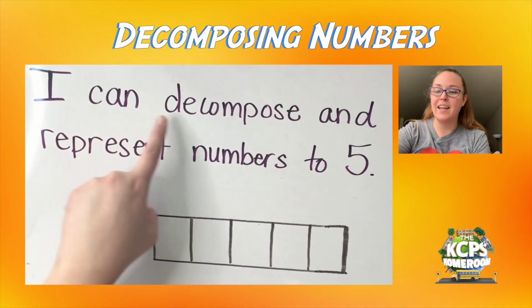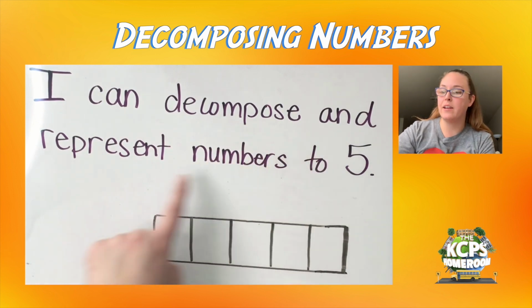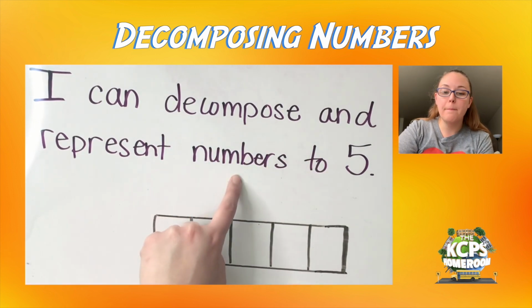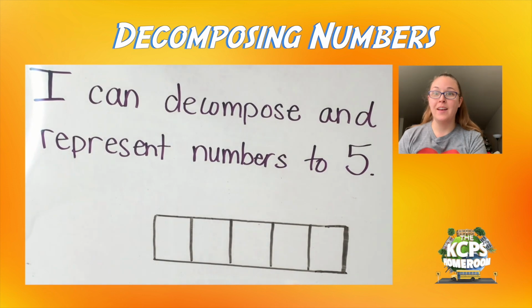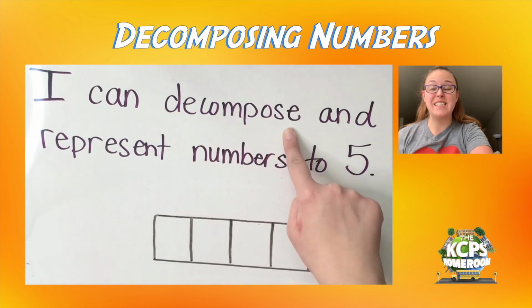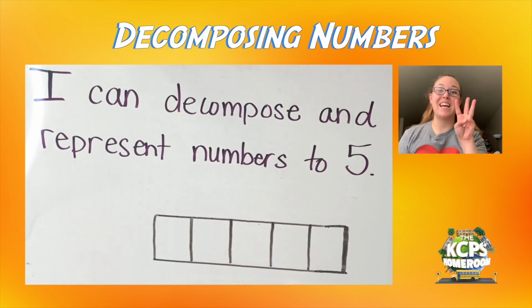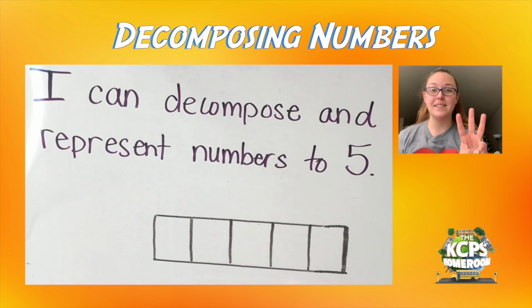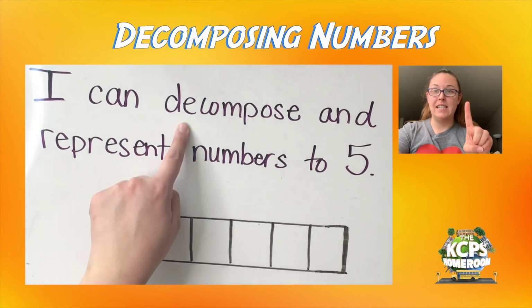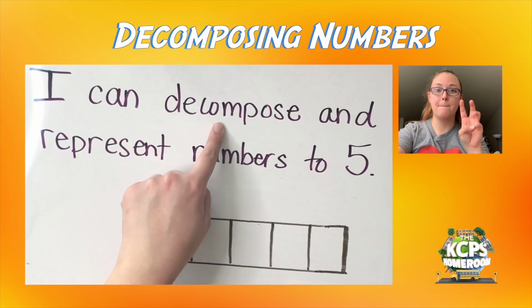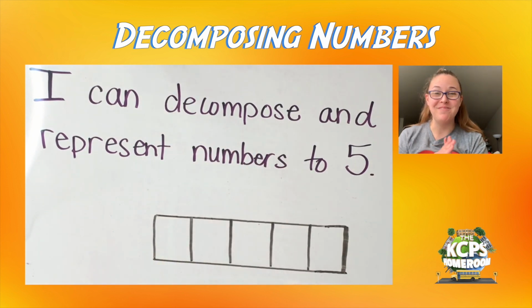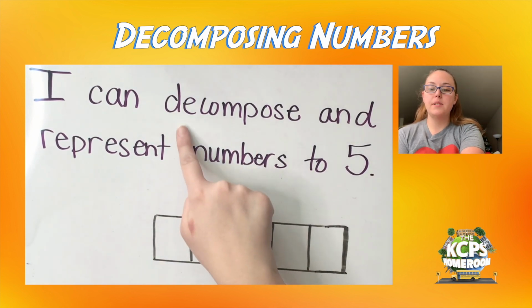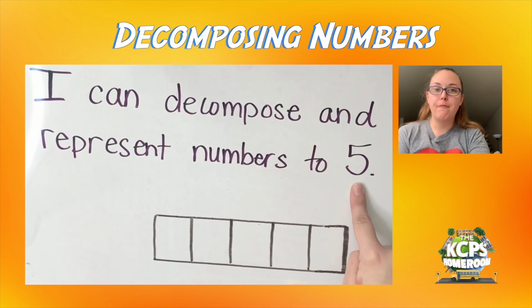Today we're going to be looking at the number 5. And our objective, if you want to read it with me, is I can decompose and represent numbers to 5. Now, decompose is a really long word that has 3 syllables. Let's practice it together. Ready? Decompose. Good job. So today we're going to talk about decomposing the number 5.